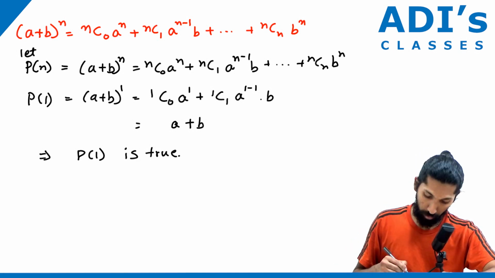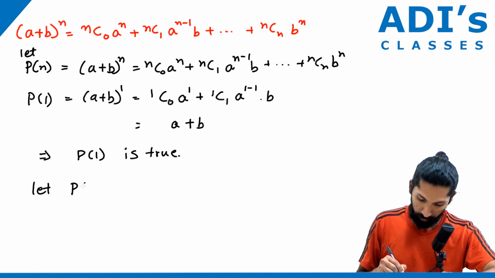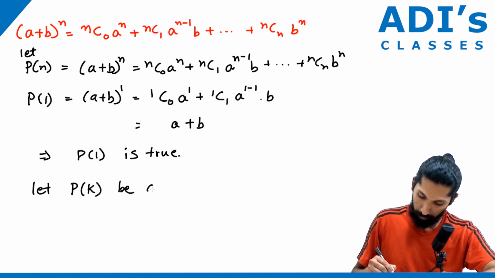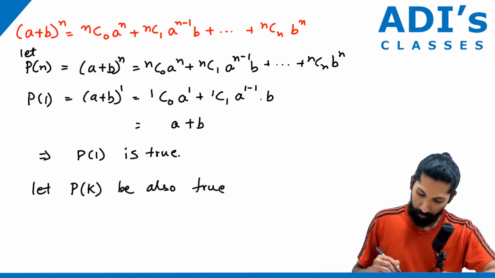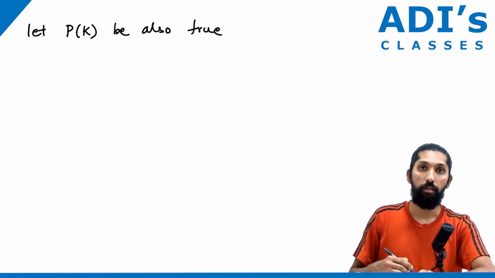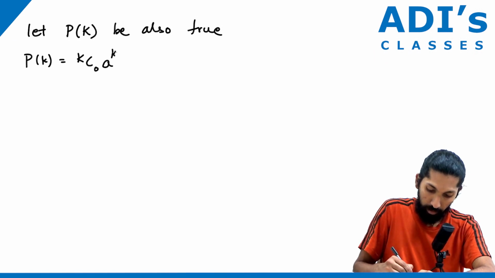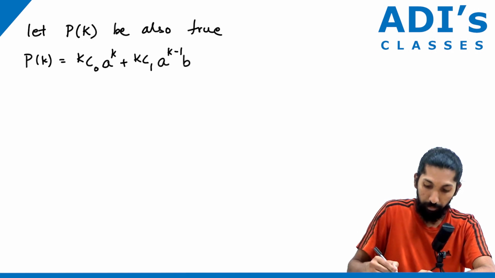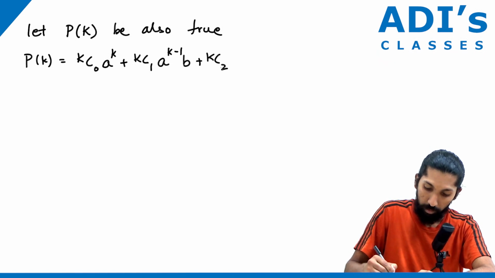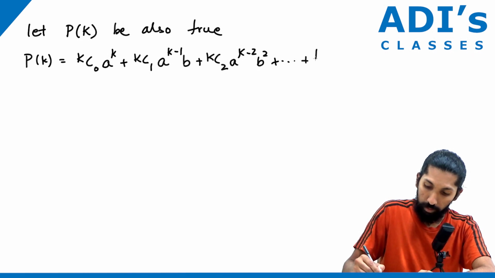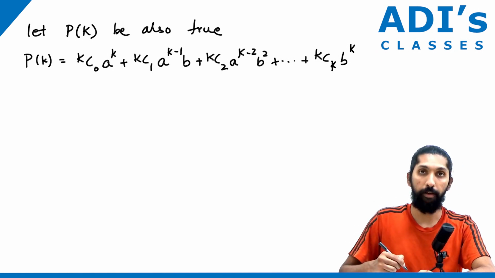Correct? Now we'll assume that P of k is also true. Now P of k is what? P of k becomes kC0 into a to the power of k plus kC1 a power k minus 1 into b plus kC2 a power k minus 2 into b square, so on and so forth till kCk b to the power of k. This is P of k.